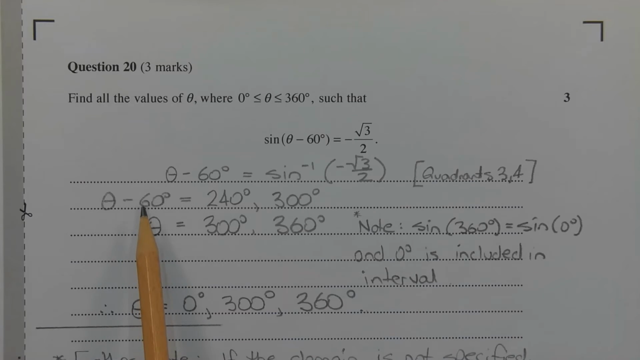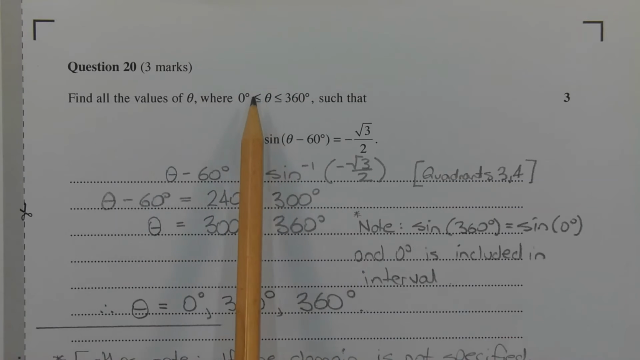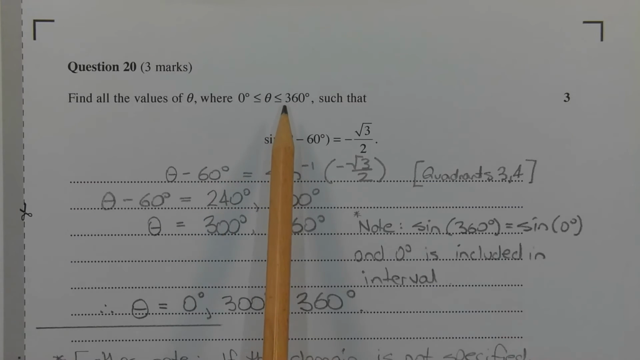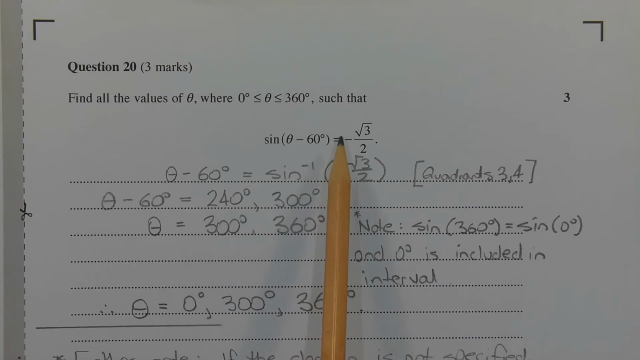Now, adding 60 degrees to both of these angles to make theta the subject, we get theta is equal to 300 degrees or 360 degrees. But there's still one more angle that's missing from the solution. If we go back to the interval, theta is defined between 0 degrees and 360 degrees, inclusive of the endpoints. Another thing to note is that the period of this trigonometric function is 360 degrees. What that means is that these solutions will repeat themselves every 360 degrees.